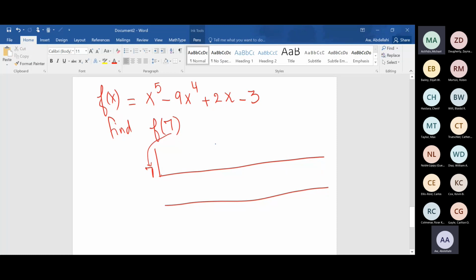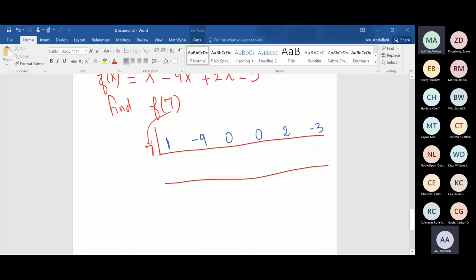So look, what do you have here? What are the coefficients? What is the first one? 1. What is the next one? -9. What is the next one? 0. What is the next one? 0. What is the next one? 2. And then? -3. Okay. So hopefully we will not run into those big numbers.